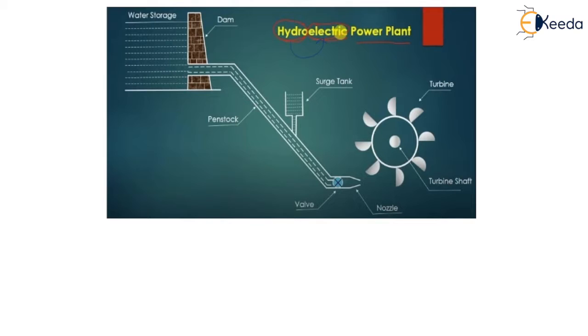So this is the basic construction of your hydroelectric power plant. This has three major parts. The first one is the dam, the second one is the penstock, and the third one is the turbine.